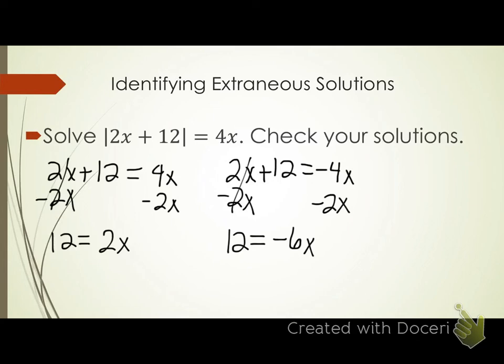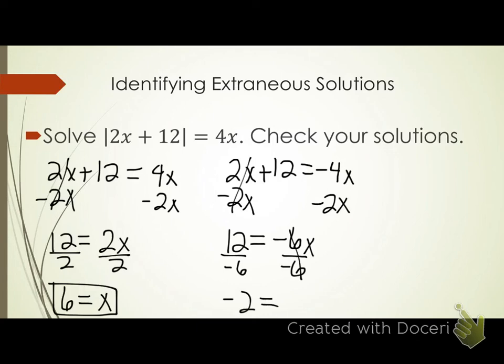Okay, on the left equation, what's my next step to get x by itself? Divide by 2. 12 divided by 2 gives me 6. So I get x equals 6. On the right equation, what's my next step to get x by itself? Divide by negative 6. Negative 12 divided by negative 6 gives me negative 2. So there's my two solutions. Those might be solutions. We need to check them to see if they are solutions.